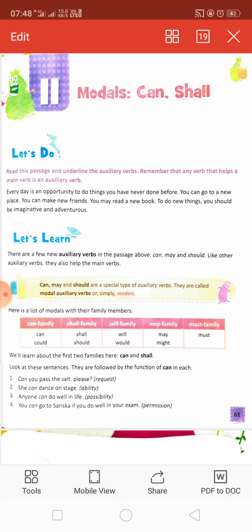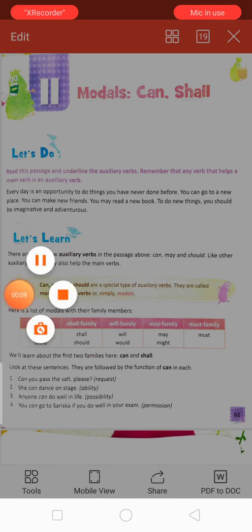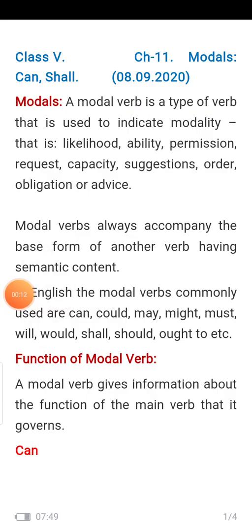Today we will start a new chapter, that is chapter 11, modals. So at first we have to know what modals are. A modal verb is a type of verb that is used to indicate modality. Modality means likelihood, that is, what you like to do or not like to do. Ability, that means able to do. Permission, for seeking permission or asking something. We use modals to request.